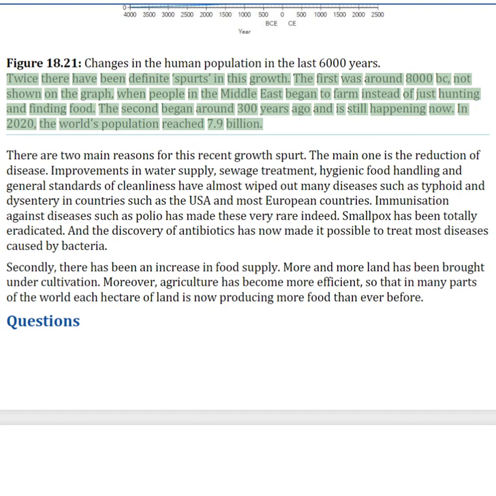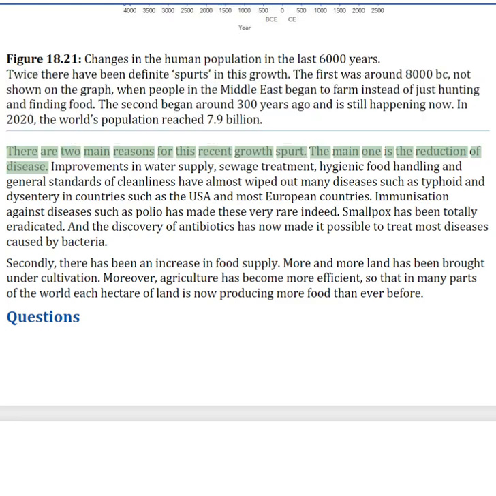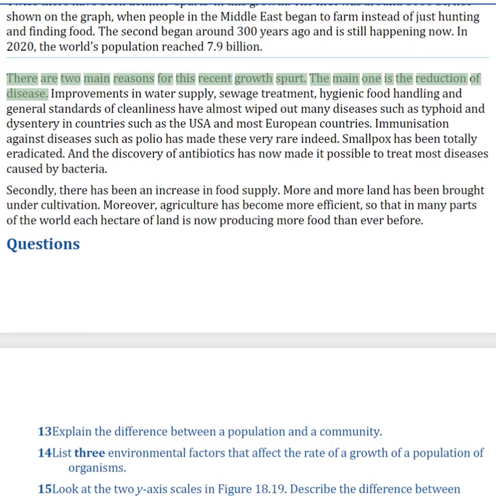The first was around 8000 BC, not shown on the graph, when people in the Middle East began to farm instead of just hunting and finding food. The second began around 300 years ago and is still happening now. In 2020, the world's population reached 7.9 billion. There are two main reasons for this recent growth spurt. The main one is the reduction of disease.